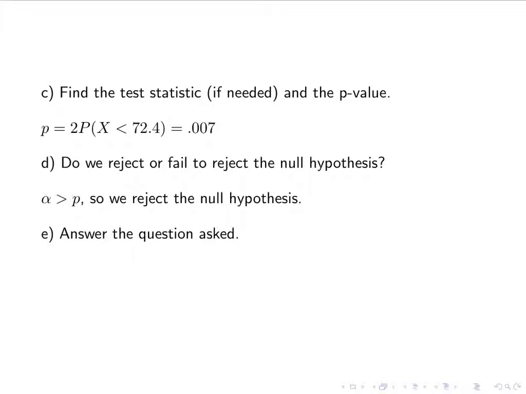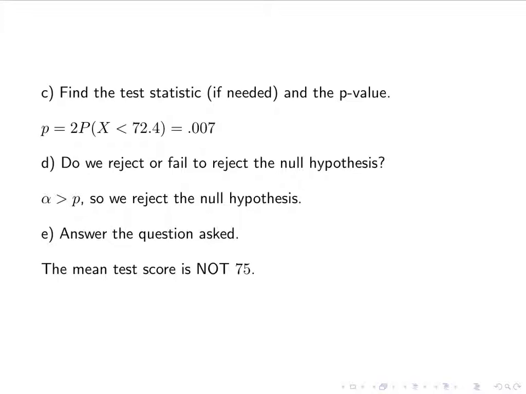And then what does that mean in terms of our actual question? So we're rejecting the null hypothesis. The null hypothesis was the claim, so we're rejecting the claim. The mean test score is not 75.